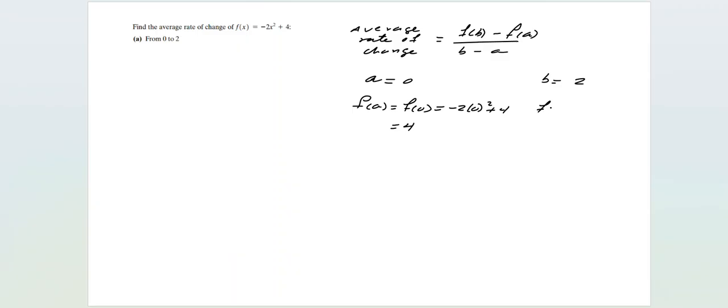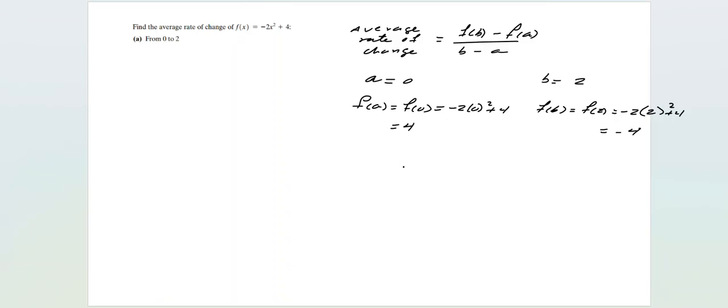Now f of b, which is equal to f of 2, would be minus 2 times 2 squared plus 4, right? So 2 squared is 4 times minus 2 is minus 8. Minus 8 plus 4, in this case, would be minus 4, right? So f of b, or f of 2, would be minus 4.